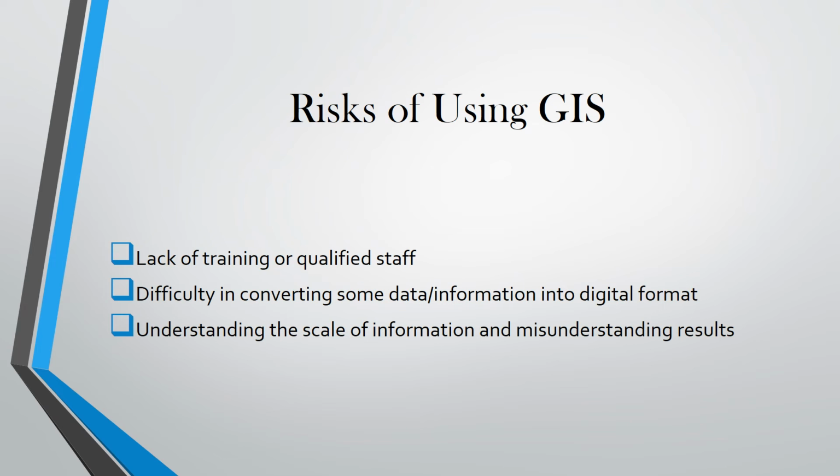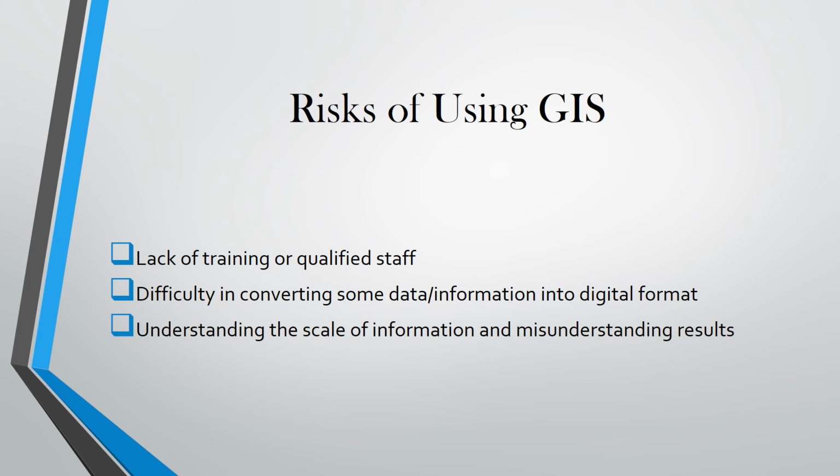When it comes to recognizing the risk of using geographical information systems, we really come across a small handful of risks. Some of those risks include the lack of training or qualified staff that may be a result of implementing this. Another risk could be the difficulty in converting some data or information into digital format. And a third risk that we see often is being able to understand the scale of information or misunderstanding the results provided by a geographical information system.